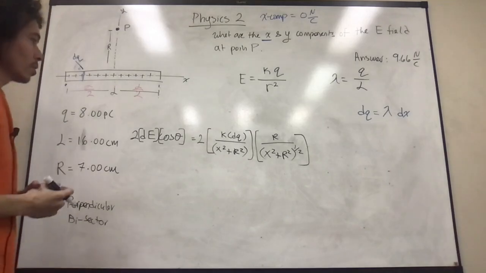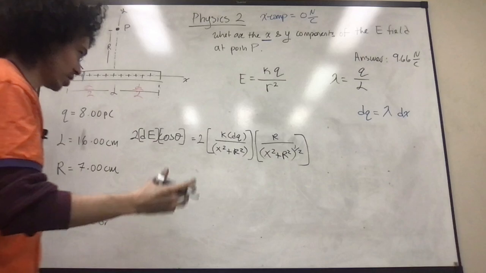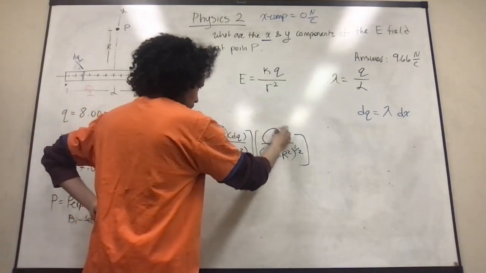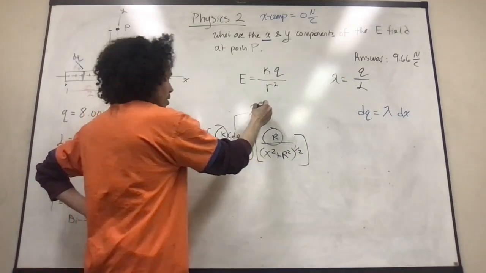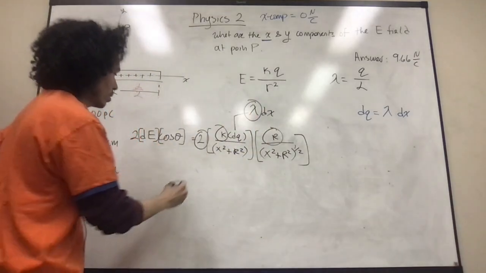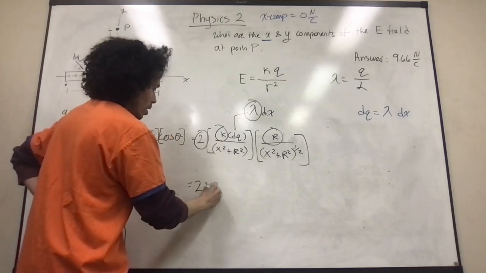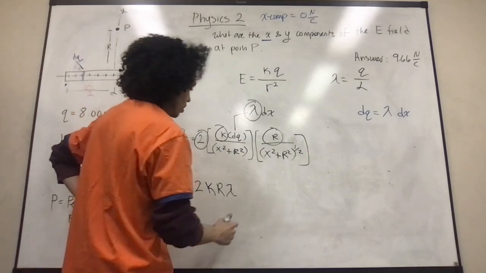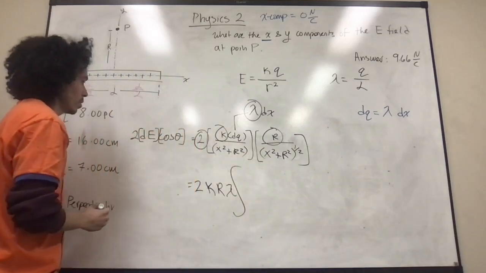Let's go ahead and start pulling out the constants. We have a constant there, we have a constant over here, we have a constant right there. This dq turns into linear density times dx, which, the linear density, we can pull that out. We're left here with 2k r times linear density, or lambda.